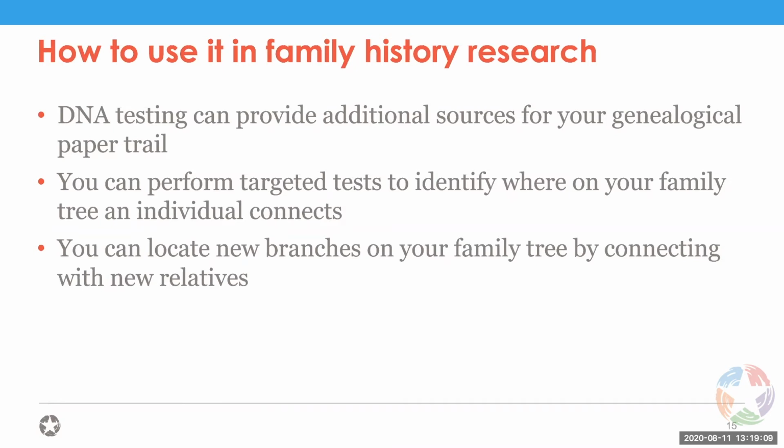Through targeted testing, which is another topic that we cover more in depth in our advanced DNA class, you can purposefully choose people to test in your family to determine on what side of your lineage they belong. So for example, you could test an uncle to determine whether or not you're related to him that way, or if something else happened and he's not a biological uncle. But DNA testing can also help you find new relatives that you didn't know you had.